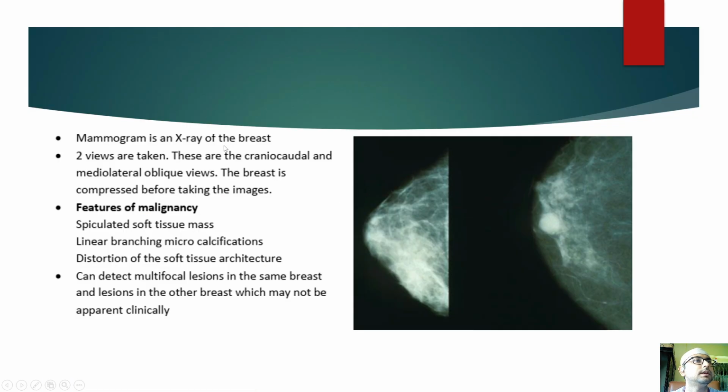Mammography X-ray, two views are taken. These are the craniocaudal and mediolateral oblique views, compressed before taking the image. Okay. Features: speculated soft tissue masses. Here it is a speculated soft tissue mass. Here, a linear branching of the microcalcifications. Linear branching of microcalcifications. And distortion of the soft tissue architecture. And it can detect multifocal lesions in the same breast, and lesions in the other breast which may not be apparent clinically.